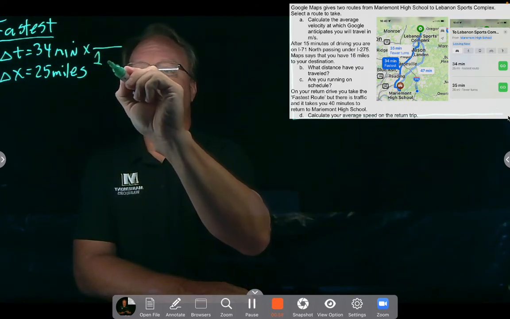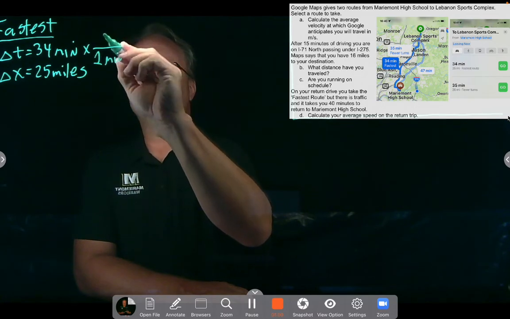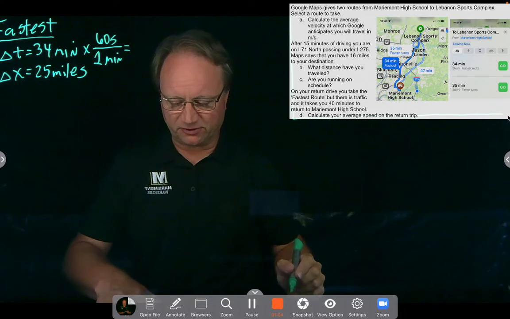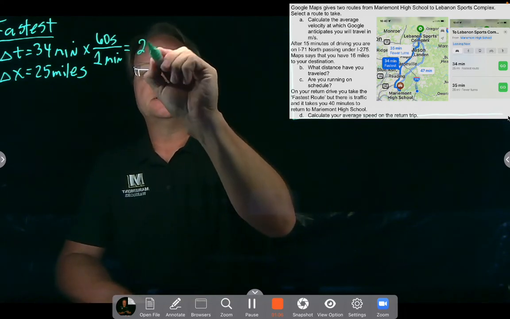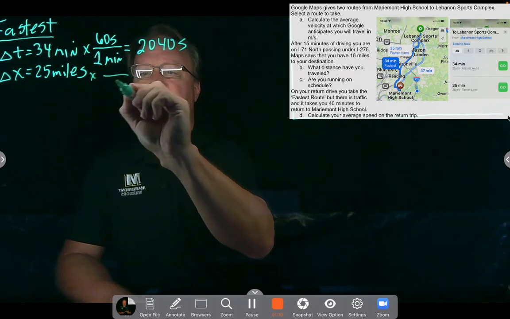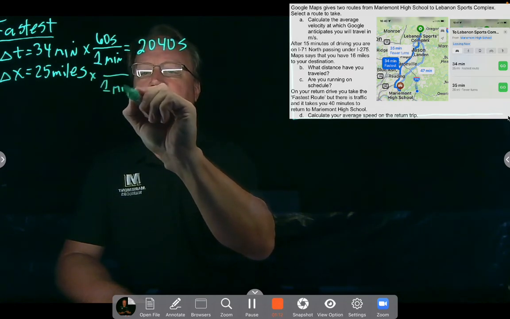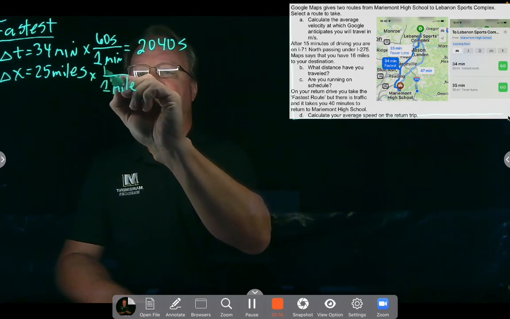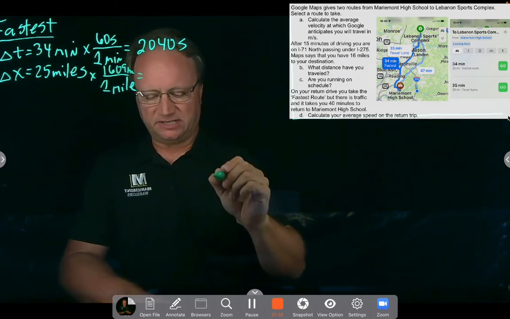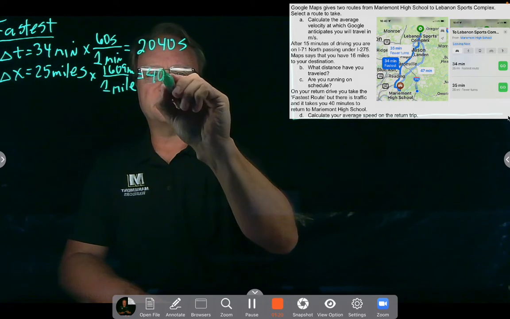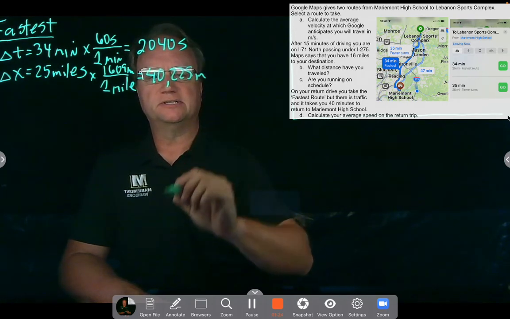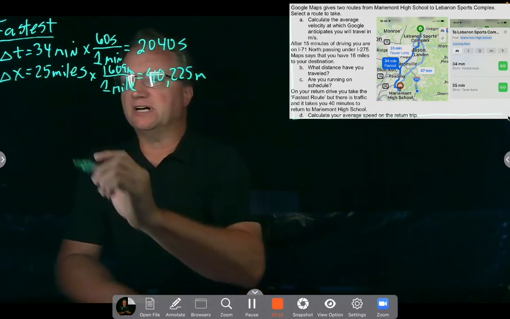Minutes. We know that 1 minute is equivalent to 60 seconds. So if we convert that over, we get 2,040 seconds. And then miles, 1 mile is equivalent to 1609 meters. And so we're going to get 40,225 meters.